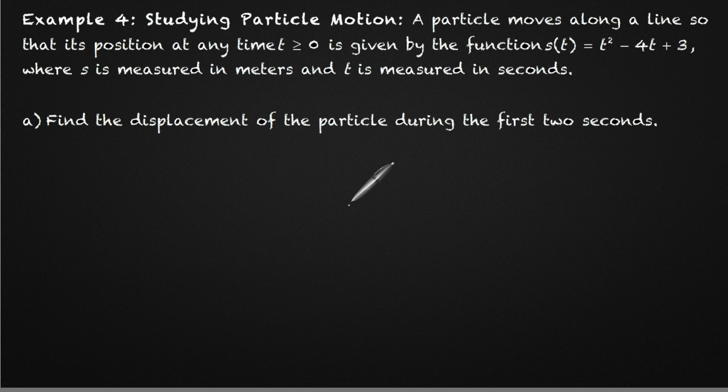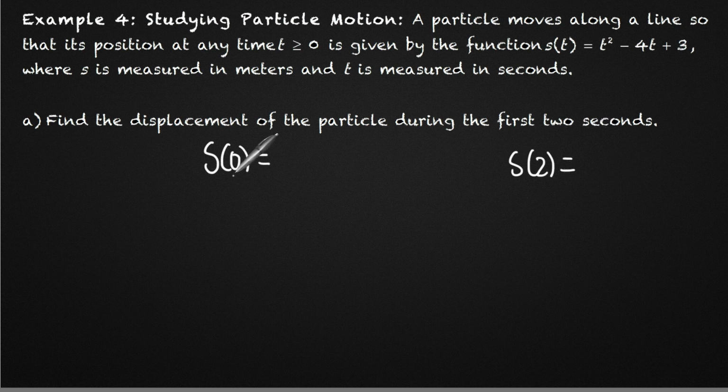All right, example 4. A particle moves along a line so that its position at any time is given by this function. Find the displacement of the particle during the first 2 seconds. So if we need to figure out the displacement, we need to know where this particle has started and what its position was when it ends. So we need S of 0, the starting position, and we need S of 2, the ending position.